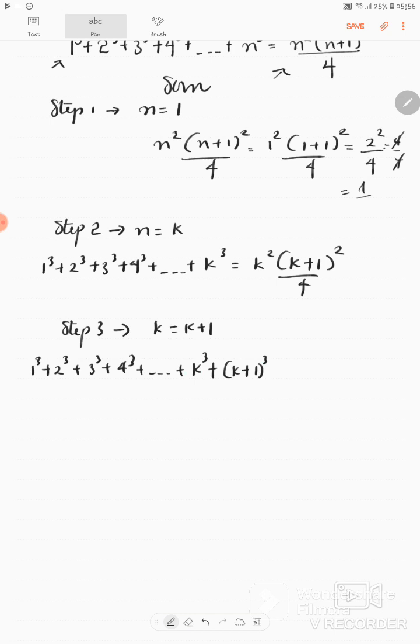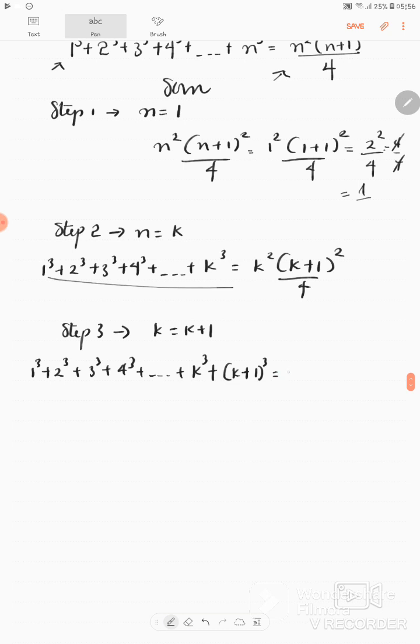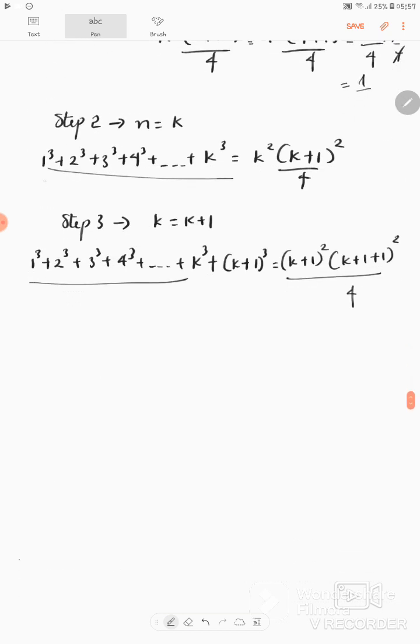Let's not forget, I keep on saying that you leave it and add it. Plus k raised to power 3, plus k plus 1 raised to the power of 3. Now let's continue. Then equals to k plus 1 raised to power 2, open bracket k plus 1 raised to power 2, all over 4. Now since this is same thing as this, therefore this equals this.